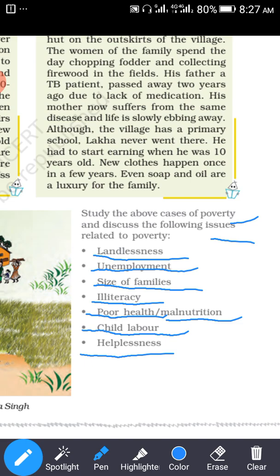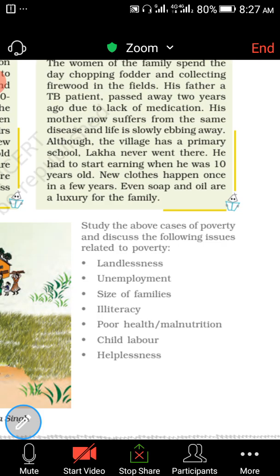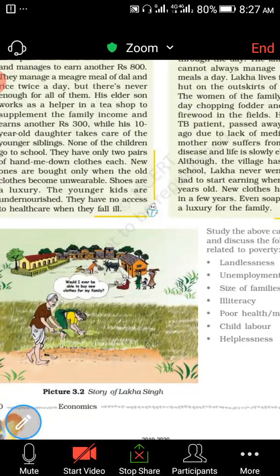So write the question. All you have to write is the question: what are the main factors for poverty, or what are the main issues of poverty in India?